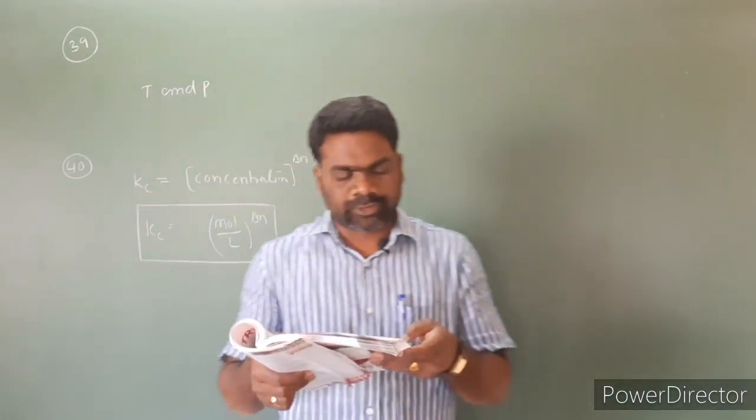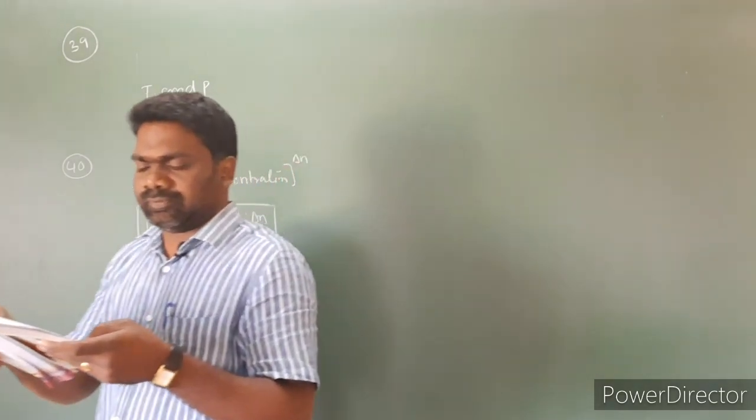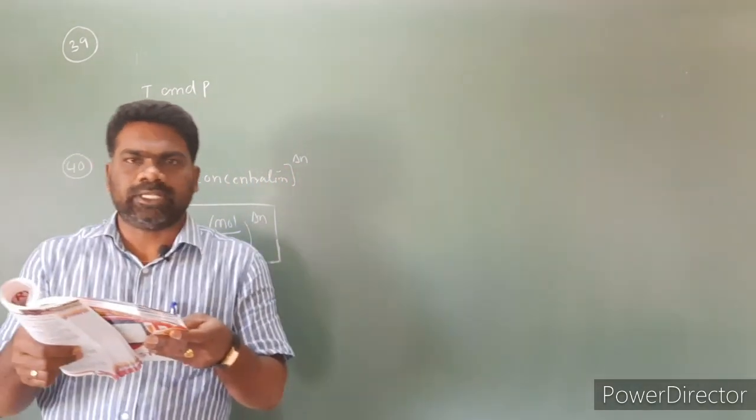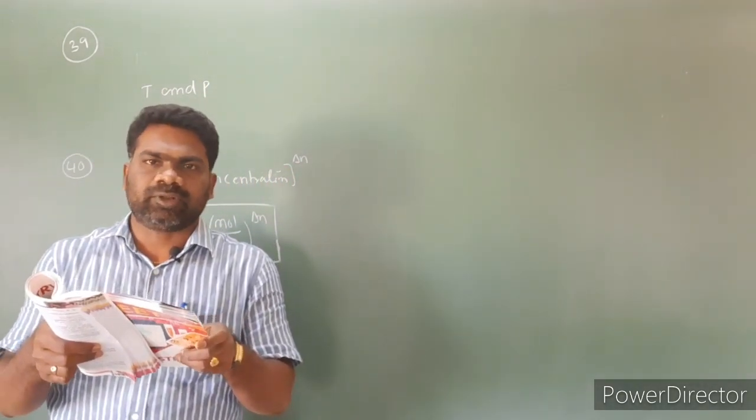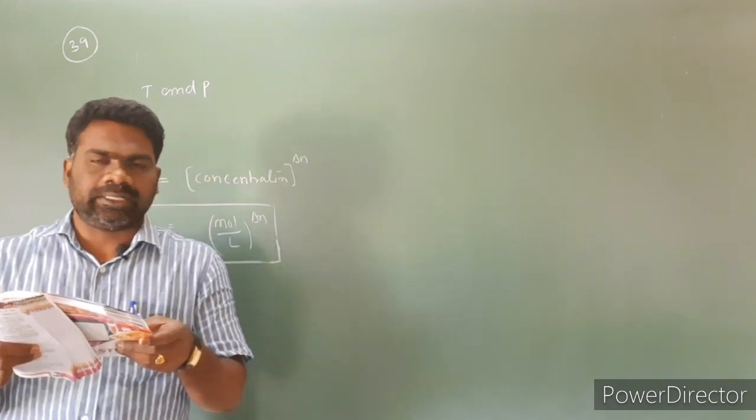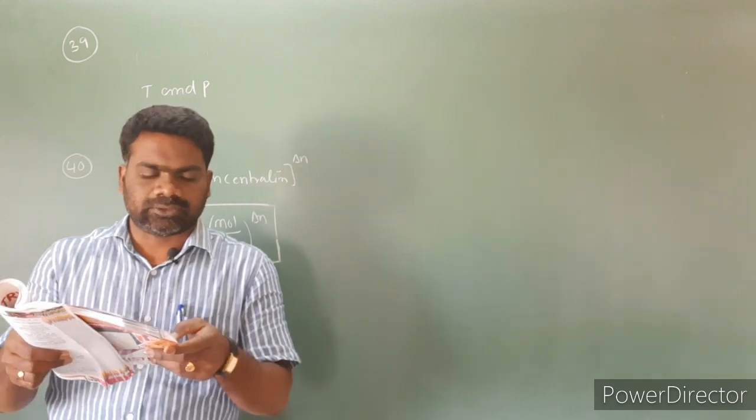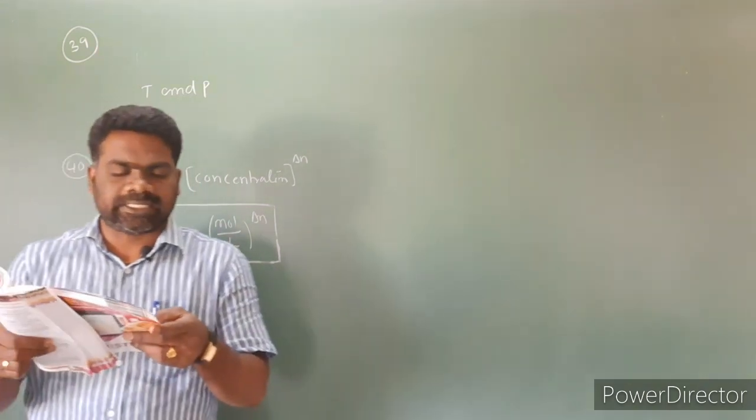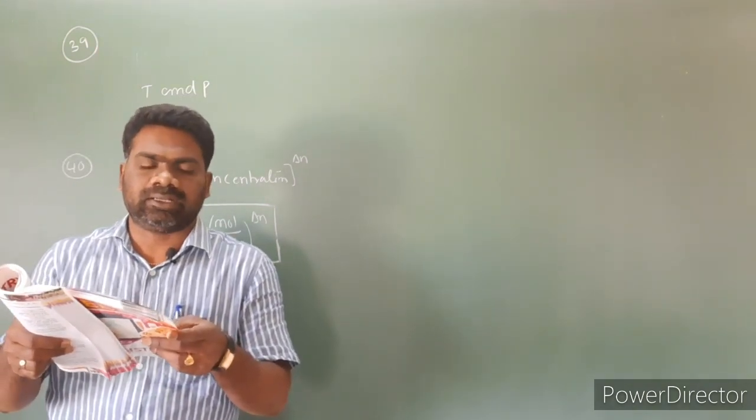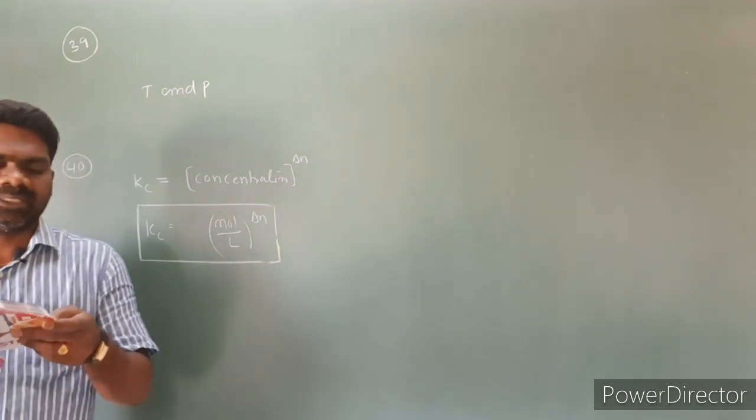So, look at the options. Question number 40, the third option is correct. First option is mole per liter. Second option is liter per mole. Third option is mole per liter power delta n. Fourth option is liter per mole power delta n. So, question number 40, the third option is correct: mole per liter power delta n.